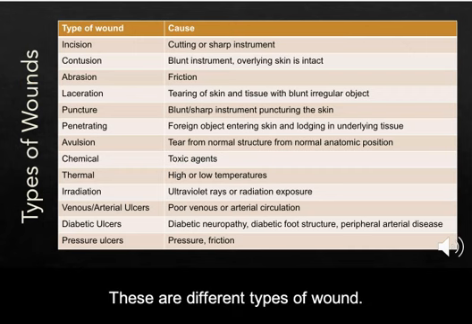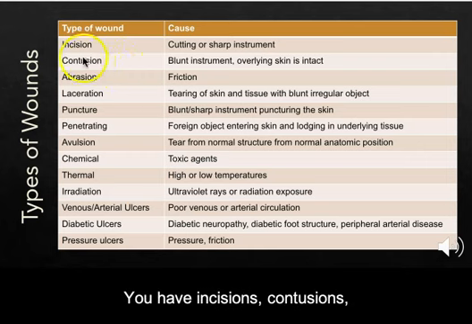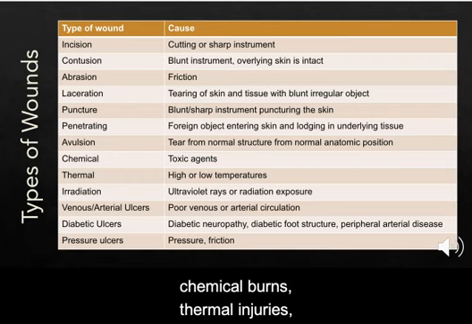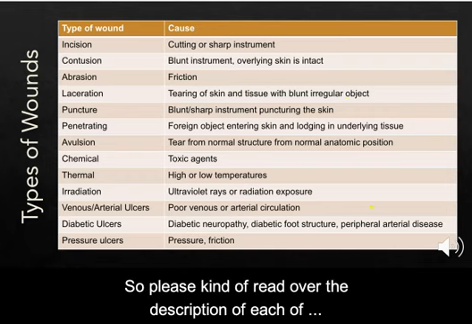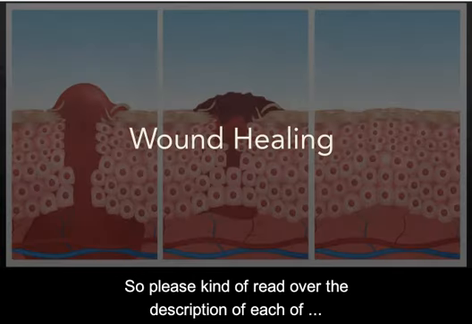These are different types of wounds, and please review this slide. You have incisions, contusions, abrasions, lacerations, chemical burns, thermal injuries, radiation injuries, venous arterial ulcers, pressure and diabetic ulcers. So please read over the description of each of these.